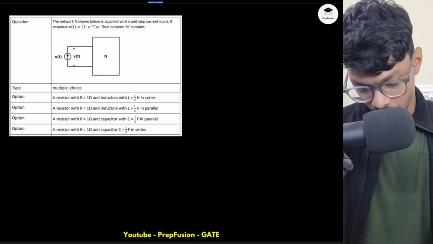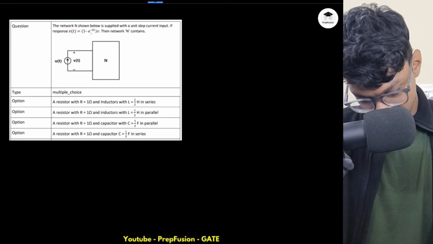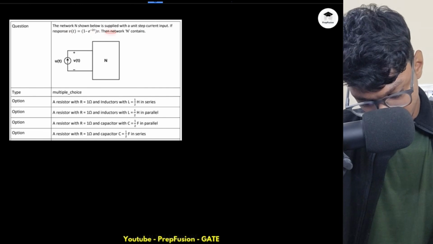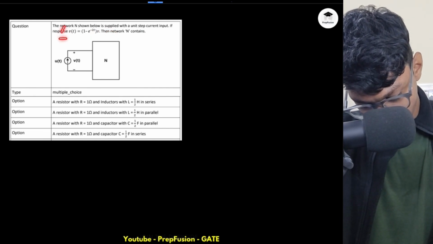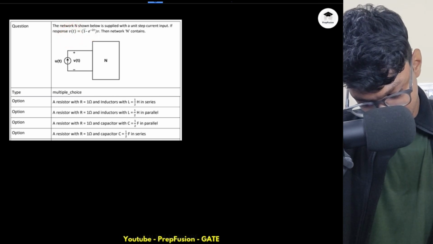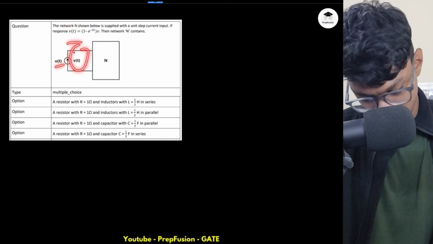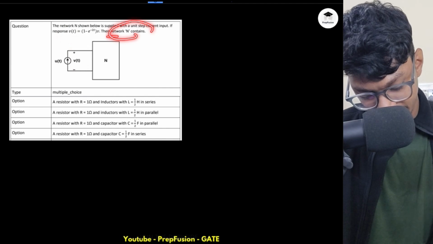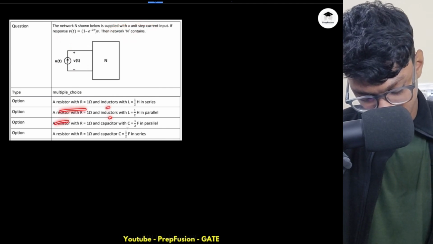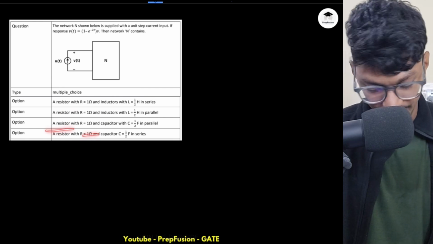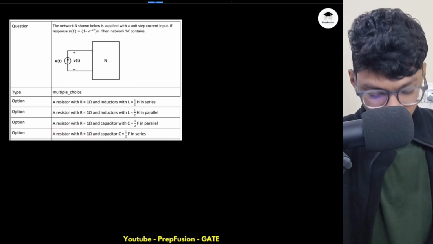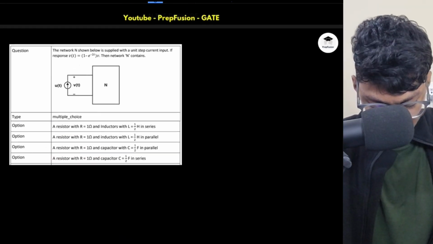Let's solve this question. The network N shown below is supplied with a unit step current. If the response V of t is given as this, a voltage response, the voltage across the current source, then the network N contains what? A resistor with inductor in parallel or series, or a resistor with capacitor. First of all, we have to see what kind of input I'm getting.